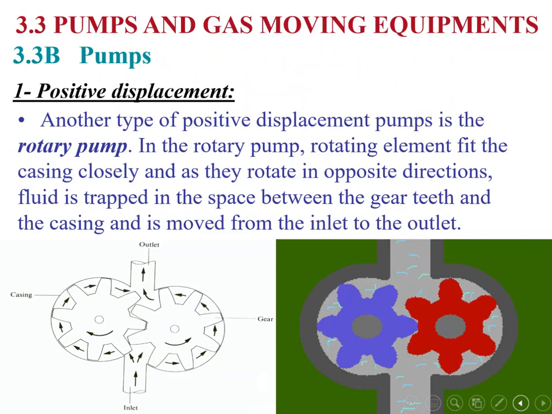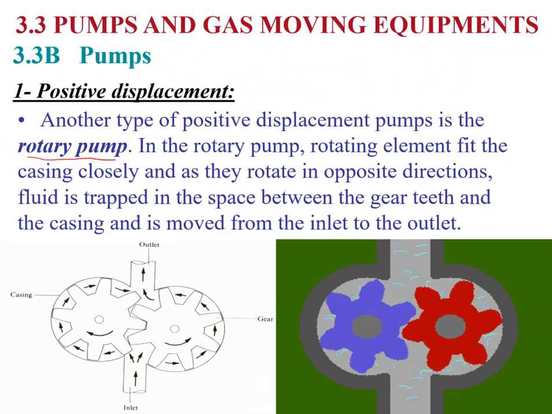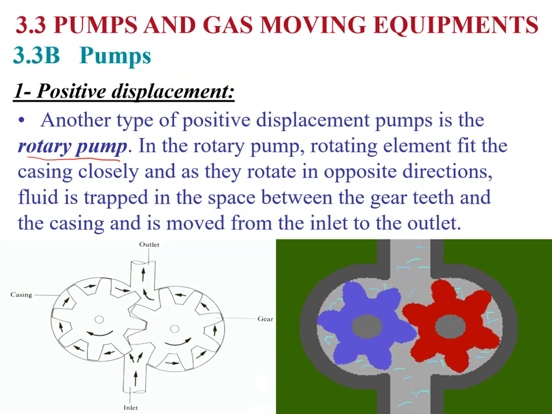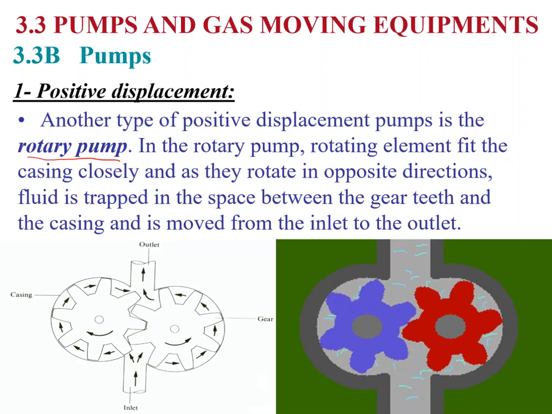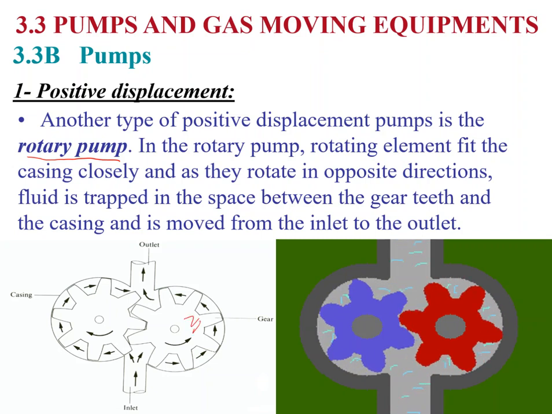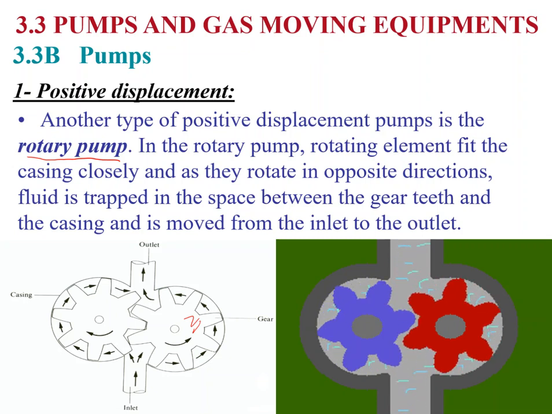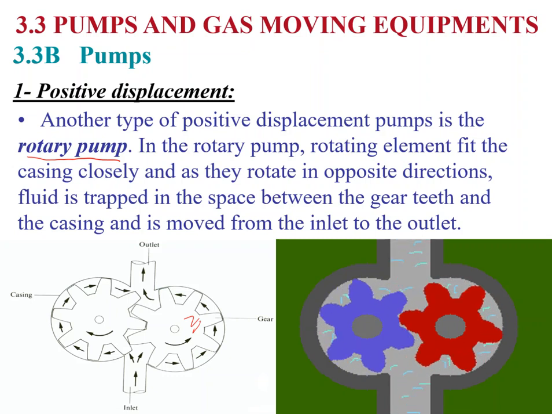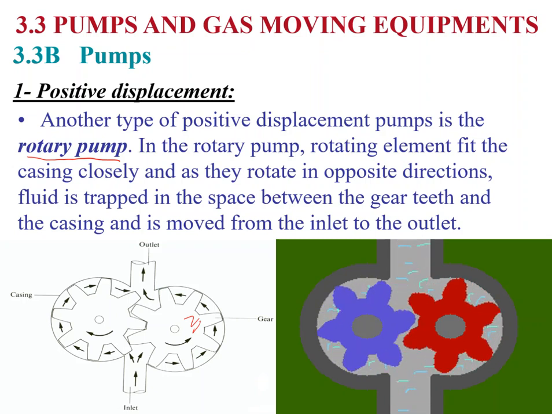So there is another type of the positive displacement or the static pumps, and this is called rotary pump. In the previous slide we talked about the piston cylinder or reciprocating. This is another type of positive displacement, and it is called rotary pump. In the rotary pump, the rotating elements, those are called the rotating elements or gears, fit the casings closely. And as they rotate in opposite directions, the fluid is trapped in the space between the gear teeth and the casing, and is moved from the inlet to the outlet. This is what I discussed in the previous slide.